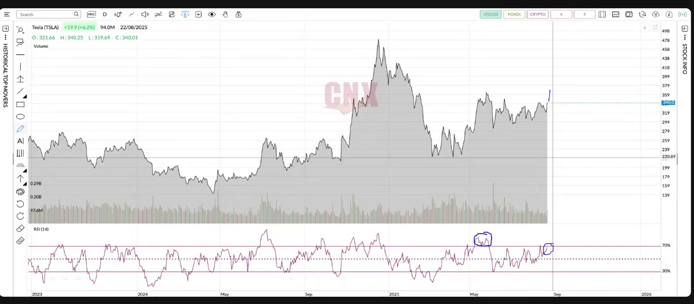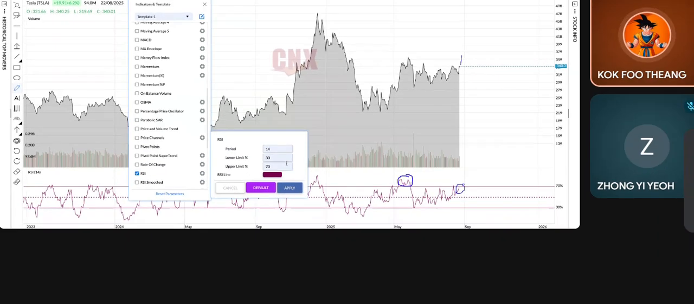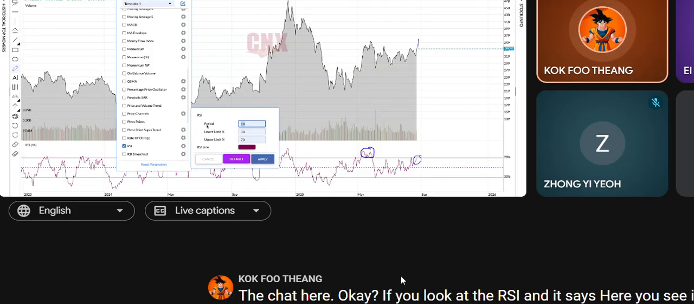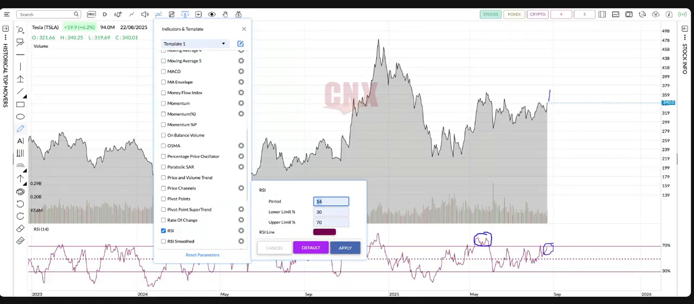with the average of the last 14 days' price. That's why if you look at the chart here, at the RSI, you see it says 14. They always use a period, because if you're using weekly, that means it's 14 weeks. But what we are doing is daily, so it's 14 days.